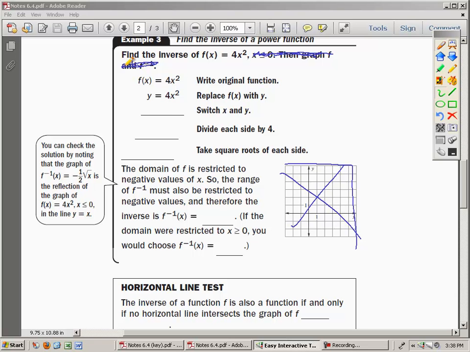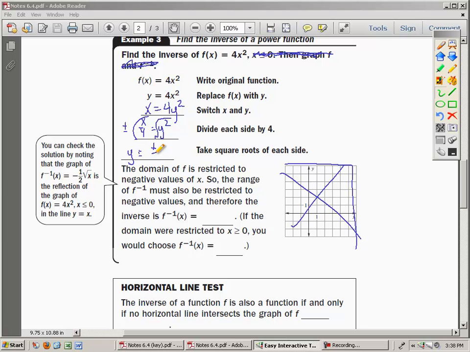If I replace the x and the y, I get x equals 4y squared. And then I would divide both sides by 4, so I get x over 4 is equal to y squared. Now from there, I take the square root of both sides. Remember, whenever you solve a problem involving a square root, you always have to consider plus or minus. So y is equal to plus or minus the square root of x over 4.